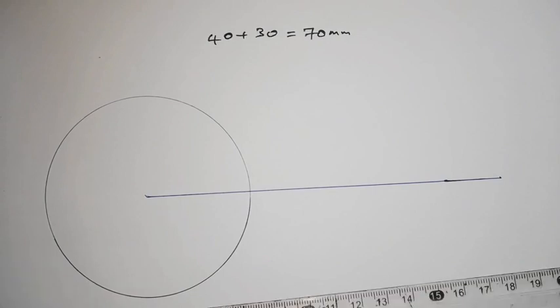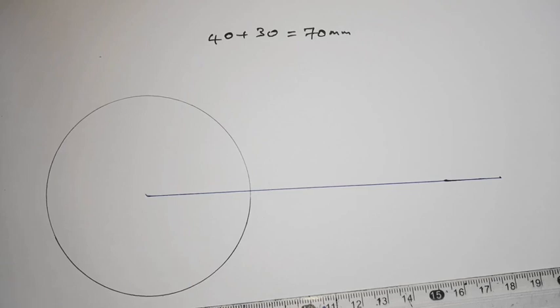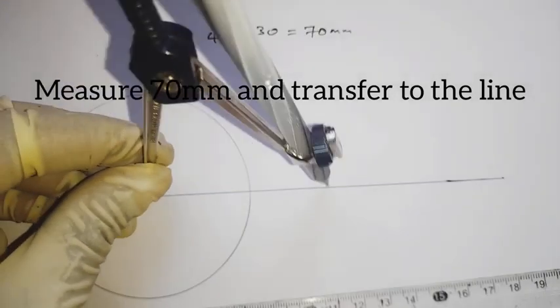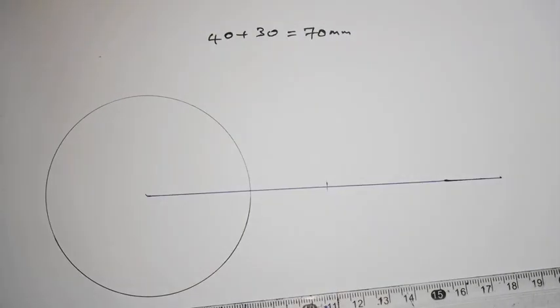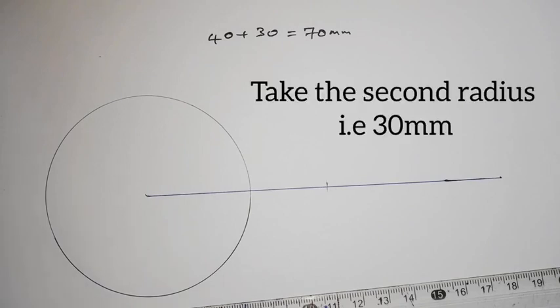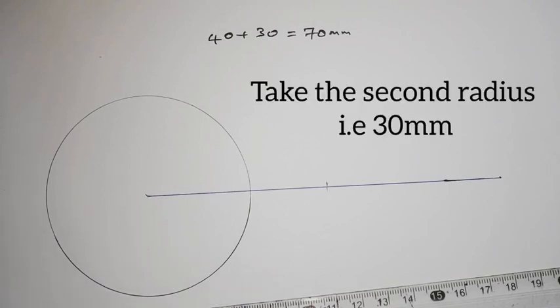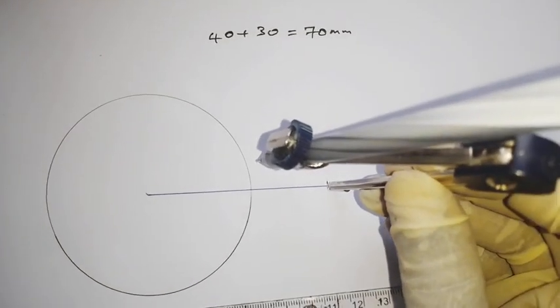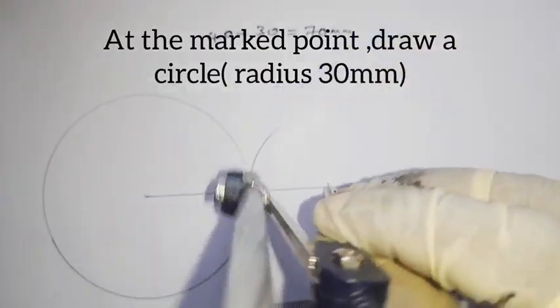So we measure 70 millimeters and we mark off. Next, we measure the second radius, which is 30 millimeters. Now with that, we stand at that point, assuming it's the second center, and we draw a circle.